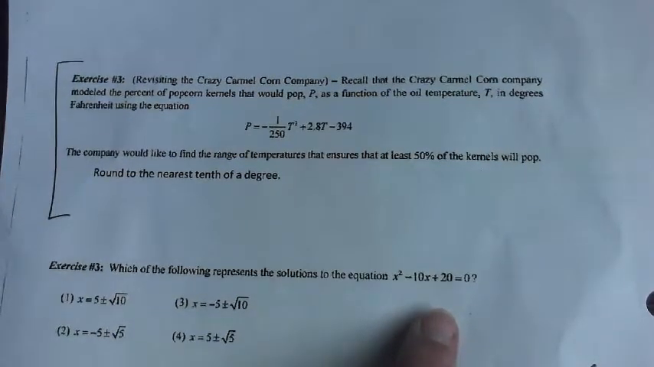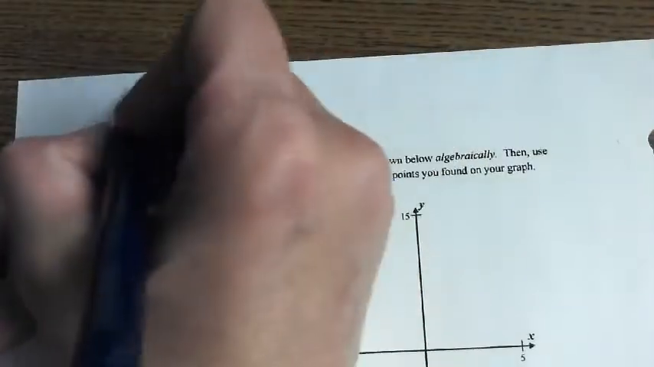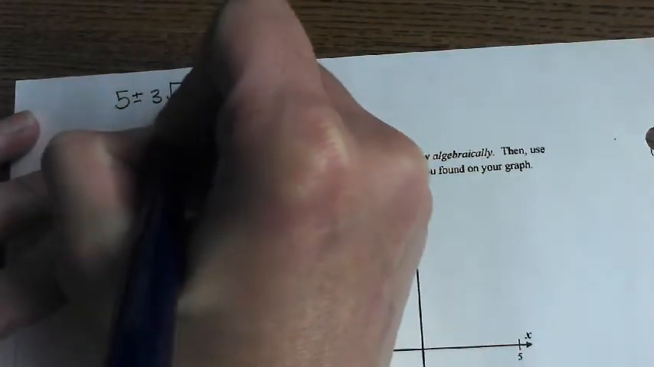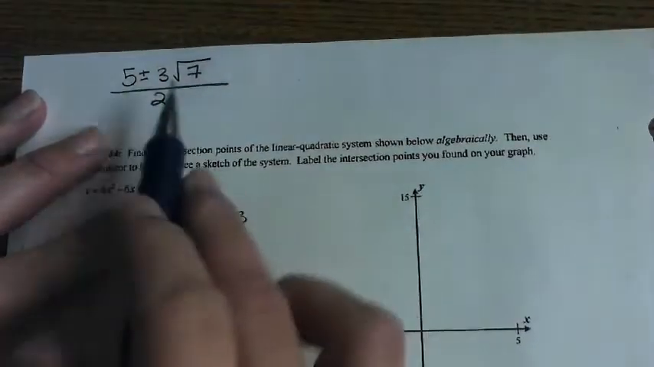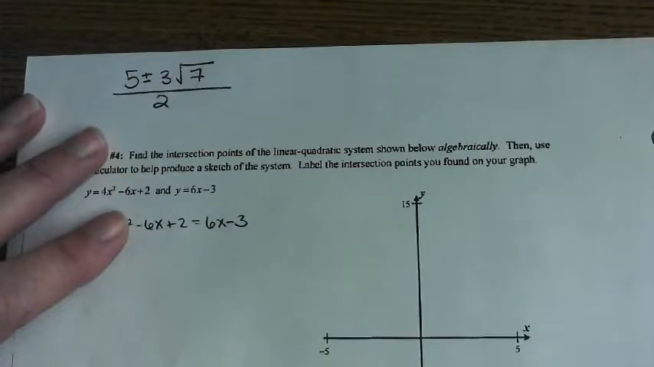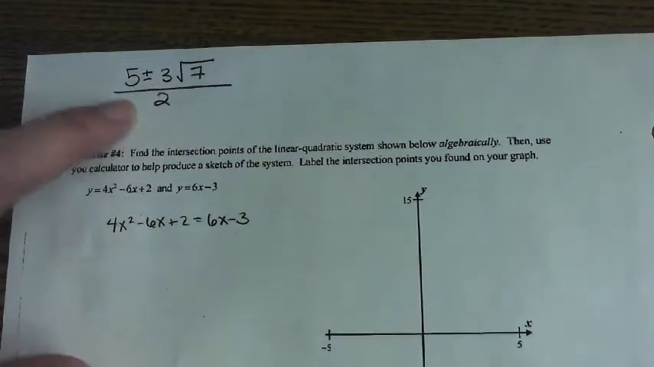I have one quick thing, because I think I still have a minute to tell you. If you ever get something like this, can that be simplified? No. The root 7's all done. 5 doesn't divide by 2. 3 doesn't divide by 2. Actually, let me do this.